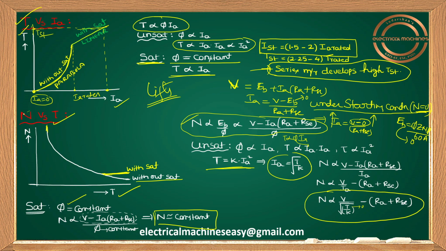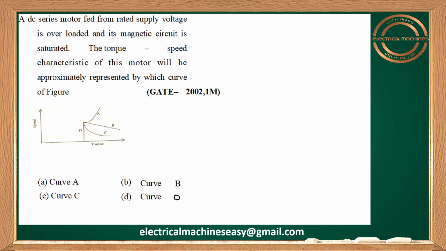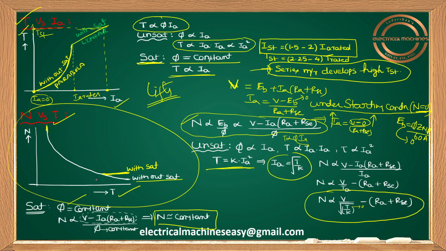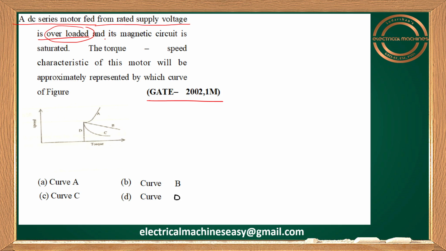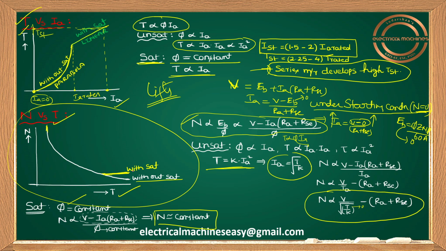See, one question based on this N versus T was asked previously in the GATE examination. Let us see that question. It was asked in GATE 2002 for 1 mark. A DC series motor fed from rated supply voltage is overloaded. Guys, motor is generally overloaded in the large load region only, at large current. And he has clearly mentioned that its magnetic circuit is saturated, so it is in the saturation region here.